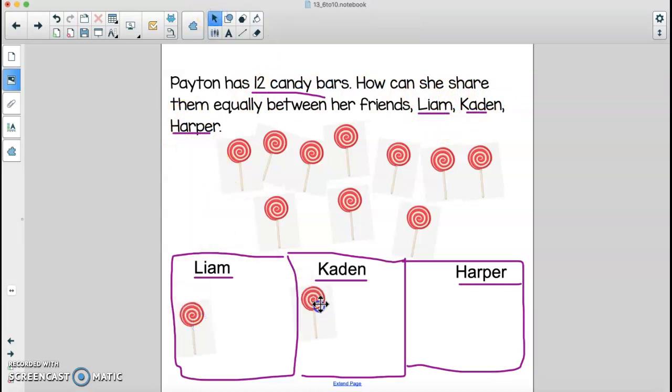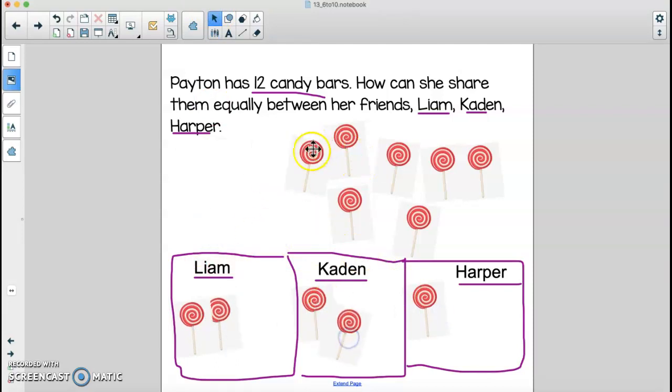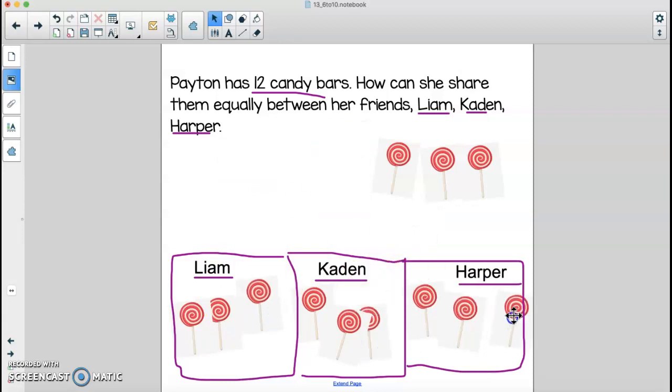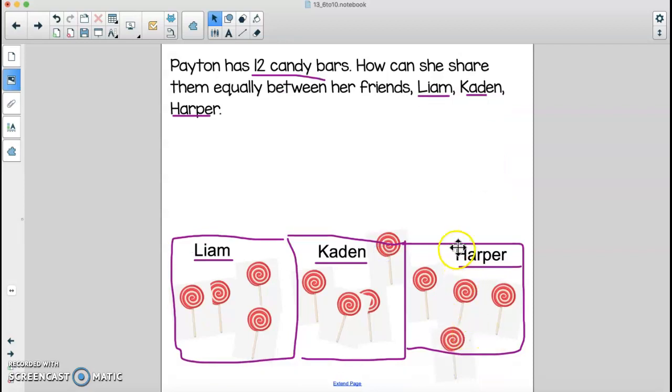1 for you, 1 for you, 1 for you. Now you have to be careful when you're passing things out that you don't accidentally give it to the wrong person, because that would not be fair. So once I have them all passed out, now everybody should have the equal amount of number.